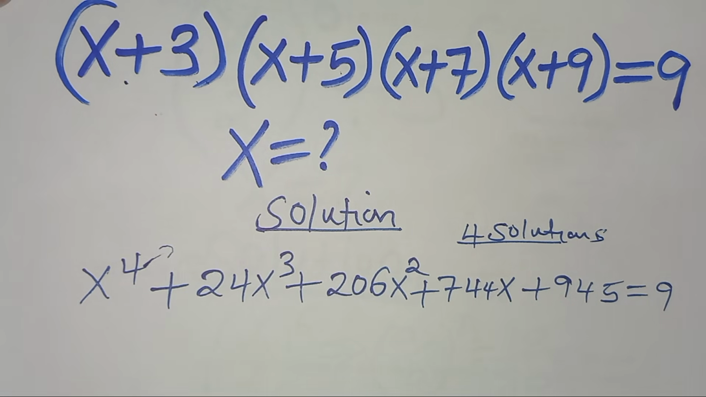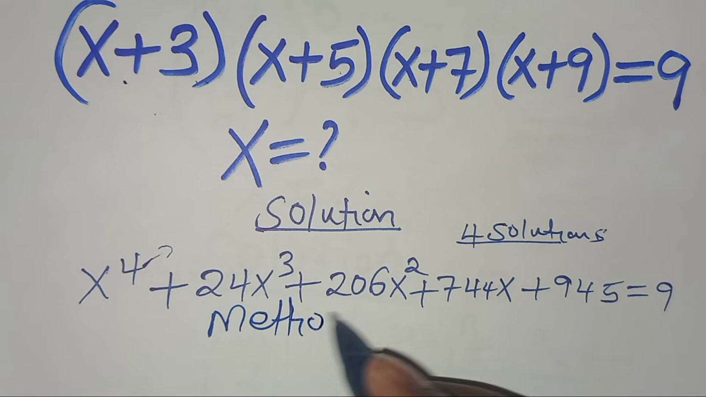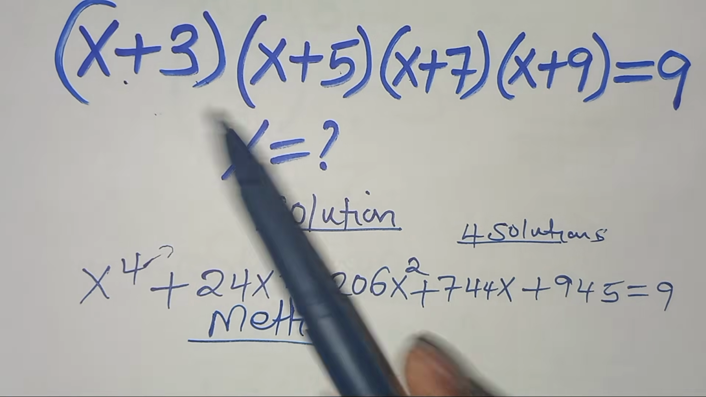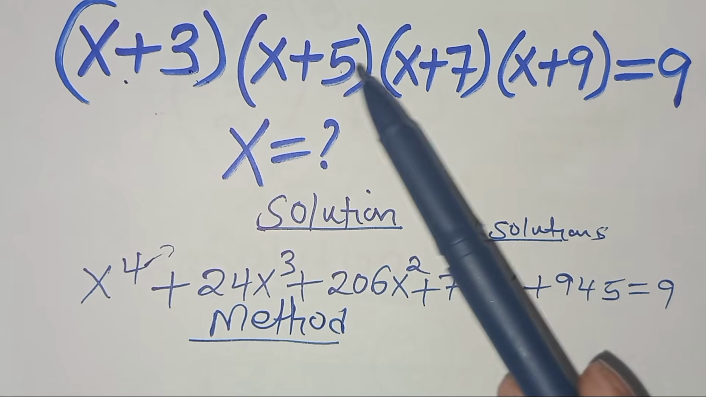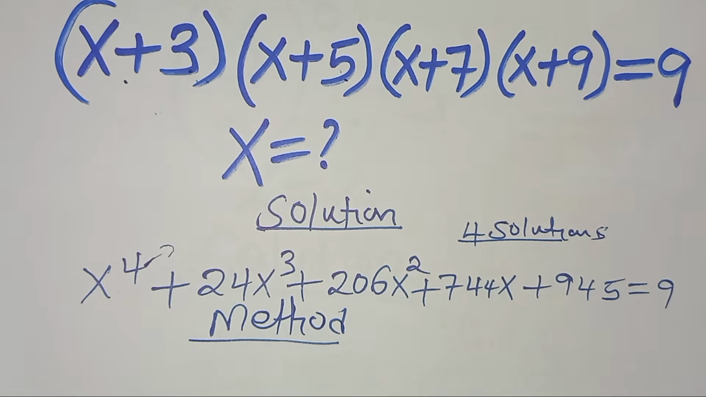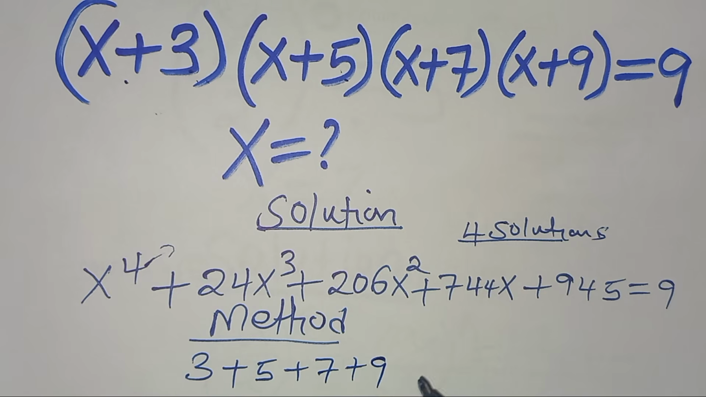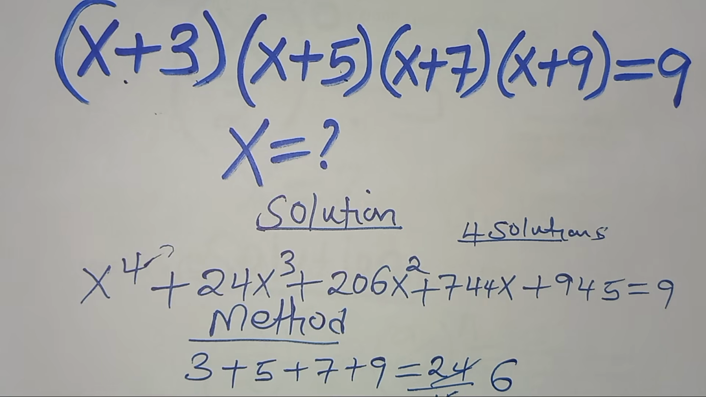Okay, so we have a simpler method that you can use. Now, if you check these numerical values, we have 3, 5, 7, and 9. So let's first of all get the average of these. We have 3 plus 5 plus 7 plus 9, and this is equal to 24. So the average is basically equal to 6.